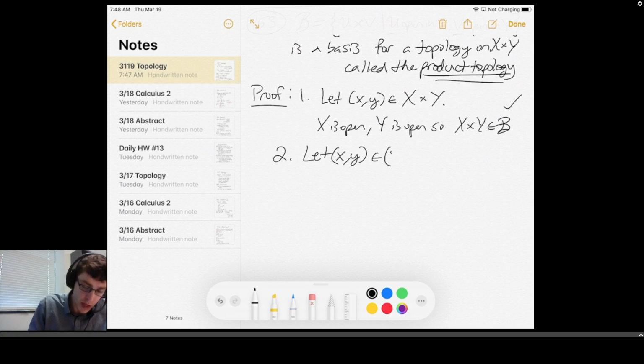Okay, so right, it's in the intersection of two guys. So say this one is U1 cross V1, and it's also in U2 cross V2.